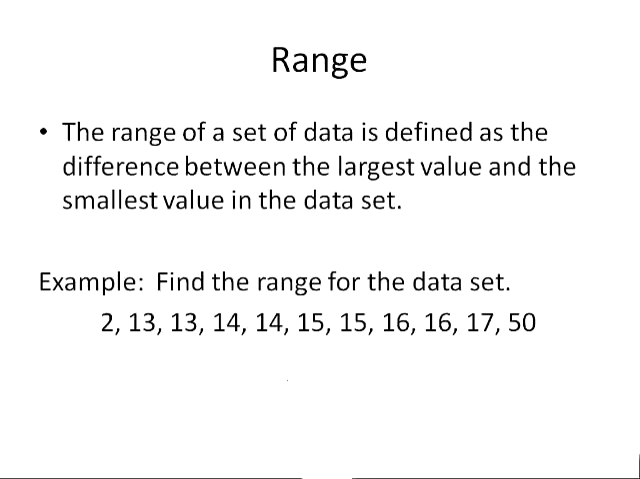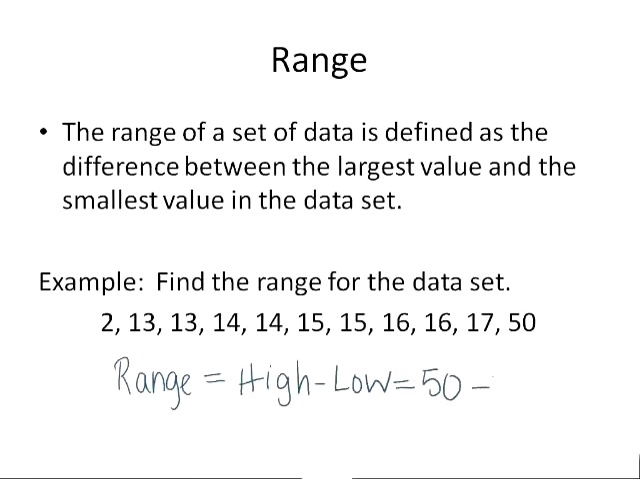For this example, let's find the range of the data set. Now the range is defined as the difference between the high value and the low value. Since this data is already given in numerical order, we can easily identify the high value as 50 and the low value as 2. So the range of this data set is equal to 48.